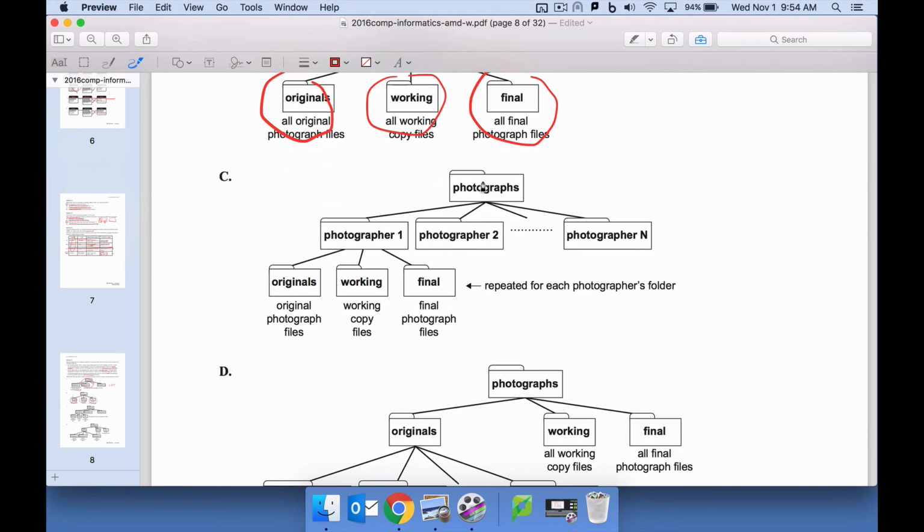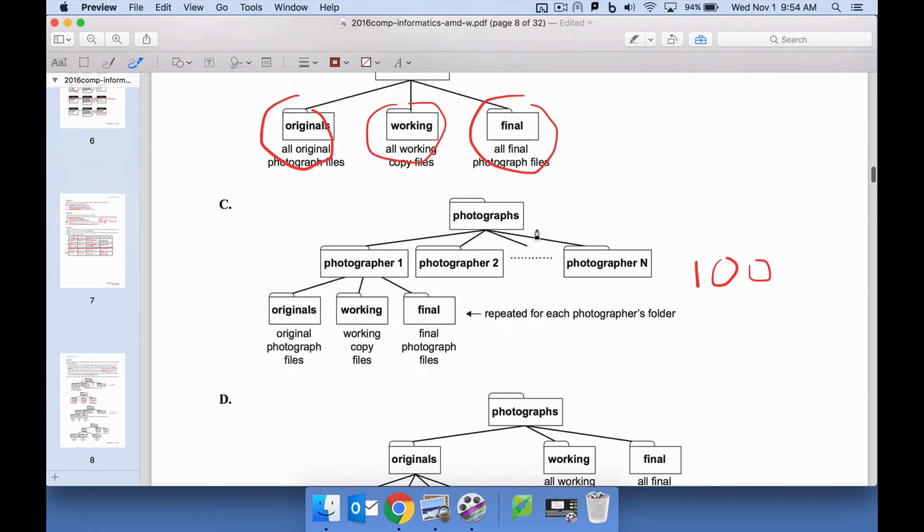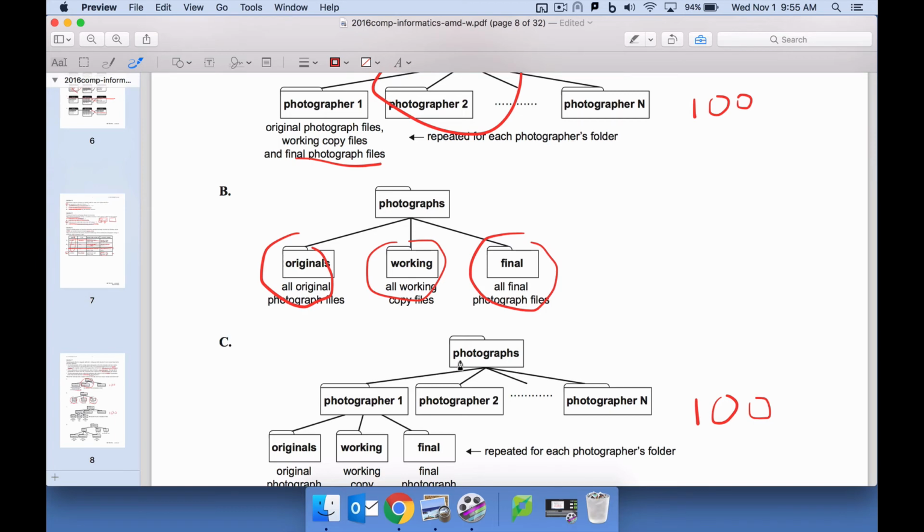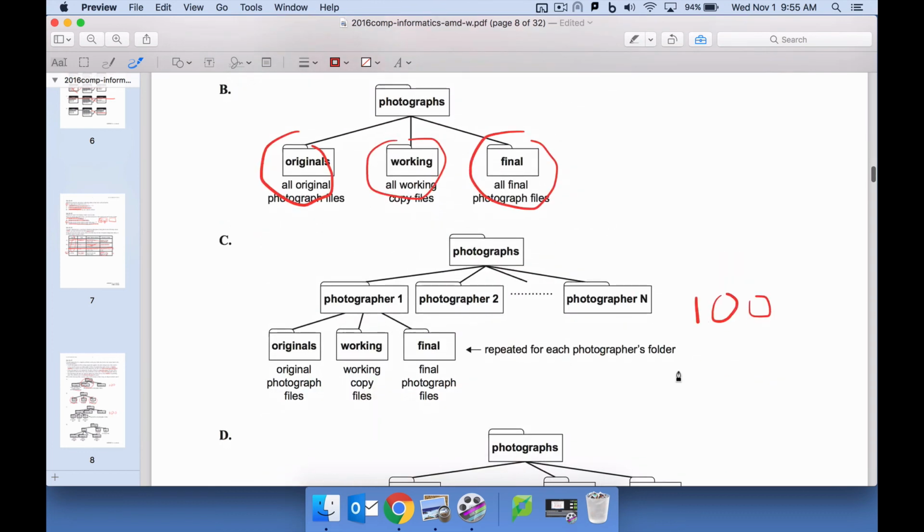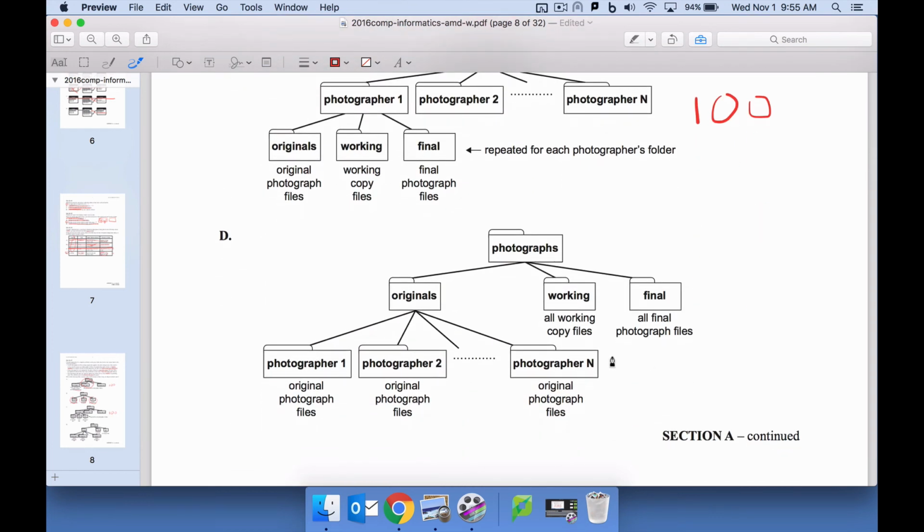C, we have photographs, we have each photographer, and inside of each photographer folder we have originals, working, and final, and that's repeated again. So similar problem to A. I wouldn't want to be going into 100, it'd be more than 100 folders, because I'd have to go into photographer 1 and then into final, and then copy the final photo out to send to the publishers, and I'd have to do that 100 times. So this is probably not going to work either. Let's go to D and see if this works.